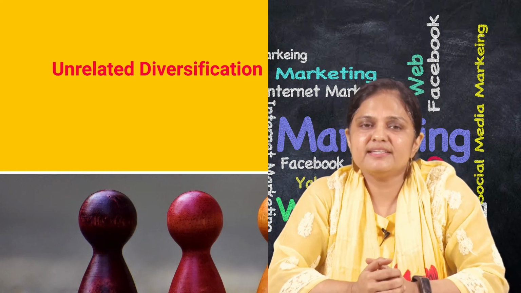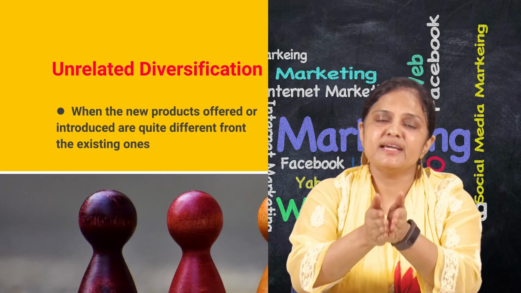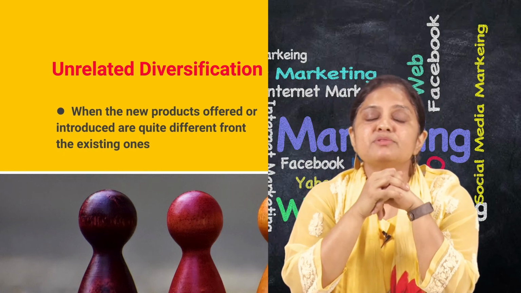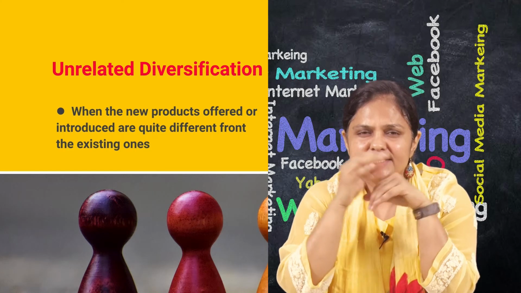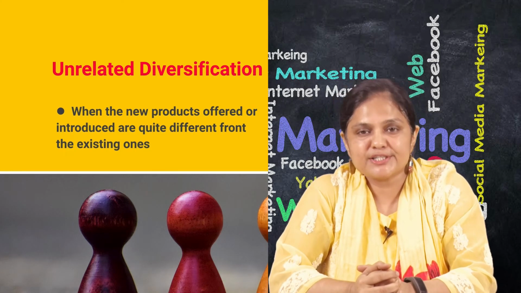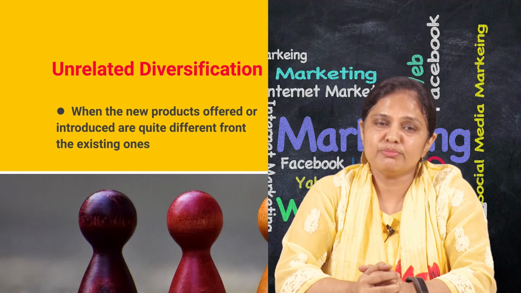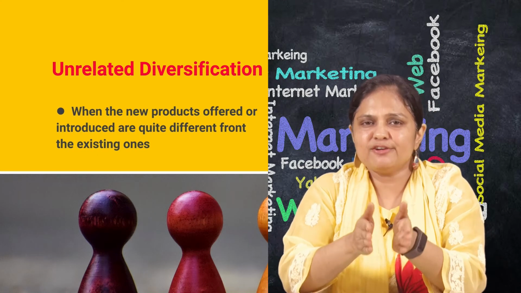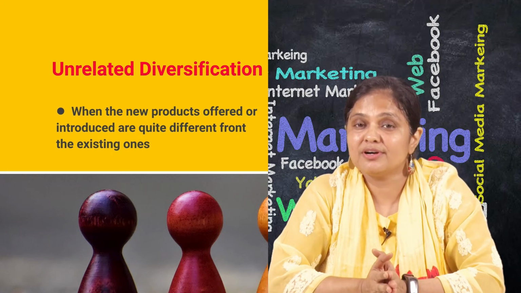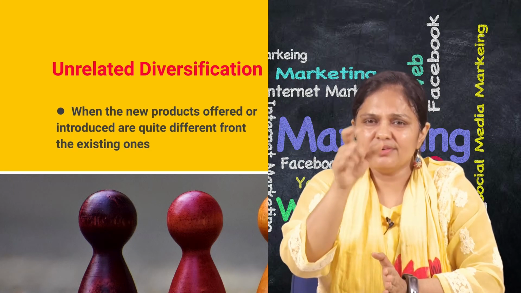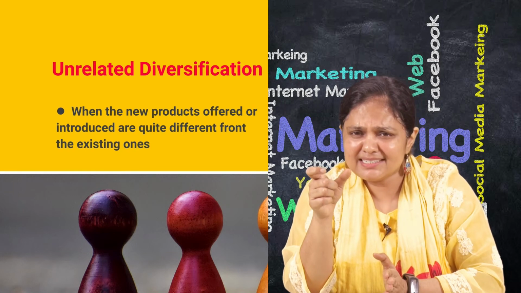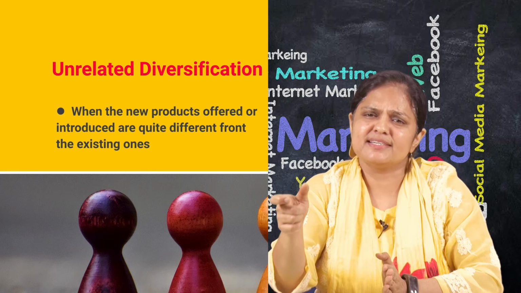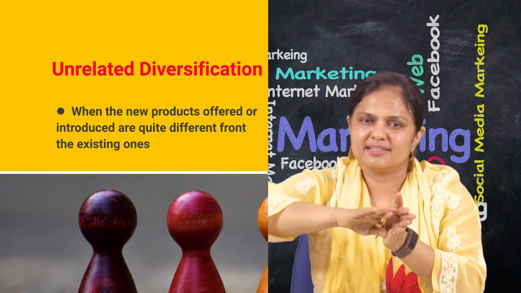As we have said, when the diversification that the company has made is entirely or quite different from the existing ones, then it becomes unrelated diversification. For example, if a manufacturer of consumer products diversifies into the manufacture of raw materials such as chemicals or industrial products, this kind of diversification would be unrelated, because earlier it was dealing with consumer products. Now it is dealing with raw materials, chemicals, industrial products. So, they are not related to each other.